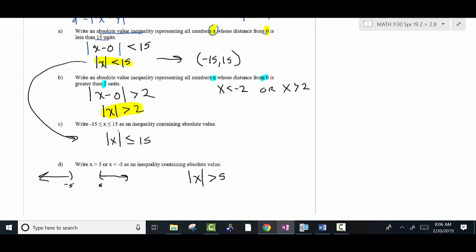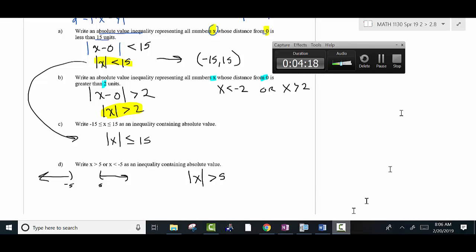Just understand that a distance between two numbers is found by subtracting, but absolute value guarantees it's a positive number because distance is positive. That's kind of the key. All right.